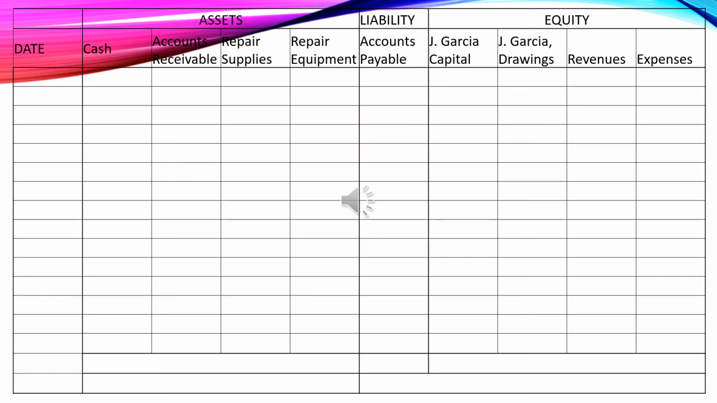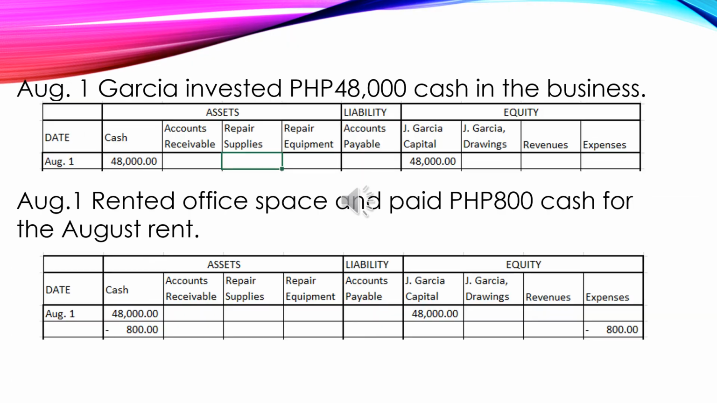Okay, we have here the table. As you can see, on the leftmost part of the table, we have the date, and then for the assets, we have cash, accounts receivable, repair supplies, and repair equipment. For liability, we have the accounts payable, and then for equity, we have J. Garcia Capital, J. Garcia Drawings, revenues, and expenses. Okay, let's analyze each transaction.